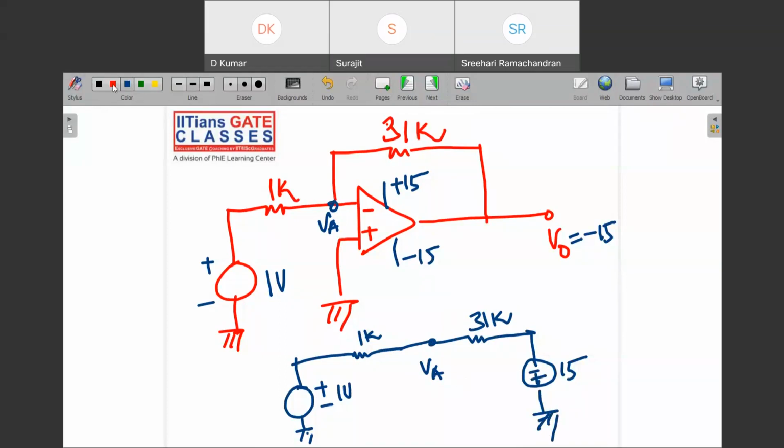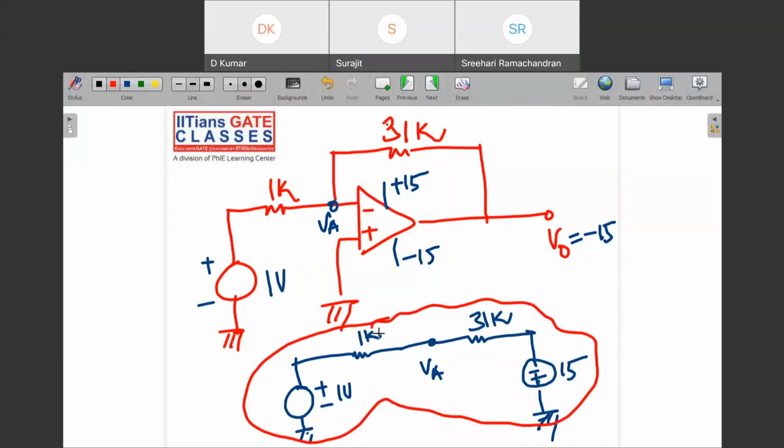This problem can be solved with the help of the superposition theorem. You can deactivate one source, go for 15, or you can deactivate 15, and so you will get the answer. So guys, can you solve this question and tell me what is the answer for VA? 0.5 volt. Srihari, have you understood? Okay, 0.5 volt you are getting, right? Srihari, have you tried this question now?